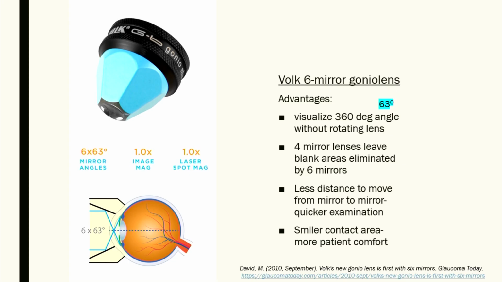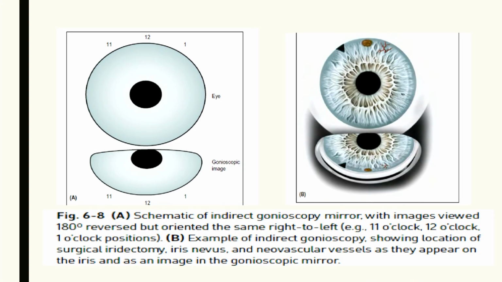The Vogt 6 mirror gonio lens has 6 mirrors all inclined at 63 degrees. It is easier to visualize the entire 360 degrees of the angle, as it compensates for some blind spots that are left with the 4 mirror lenses. You have less distance to move from mirror to mirror, and a lot of clinicians have reported that it takes them less time to examine the angle. There is also a smaller area of contact, and therefore the patient is more comfortable.